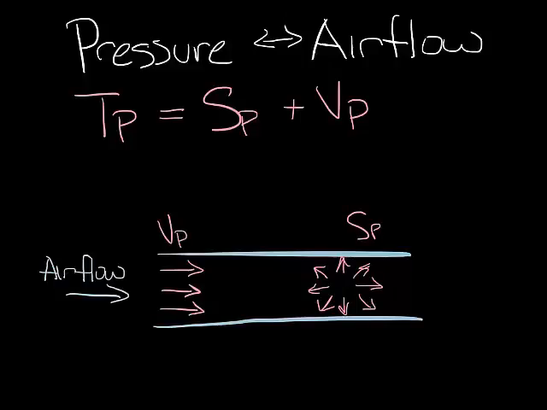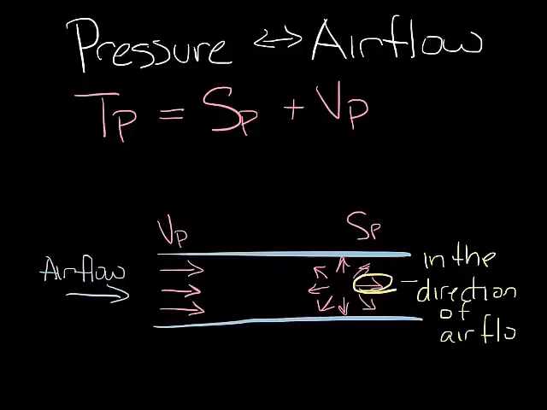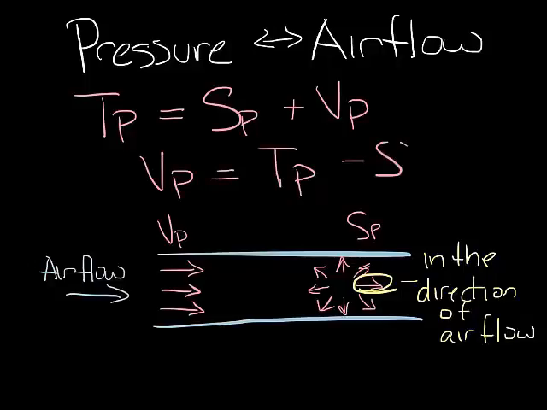The thing is, velocity pressure is hard to measure directly because there's a static pressure component going in the direction of airflow as well. So we usually use total pressure and static pressure to calculate velocity pressure. So velocity pressure equals total pressure minus static pressure. So now let's look at how we measure pressures in our ductwork.